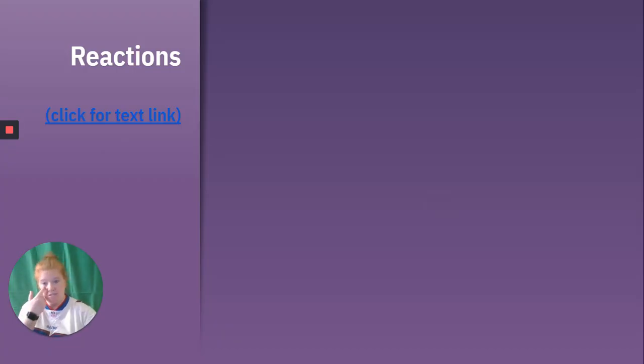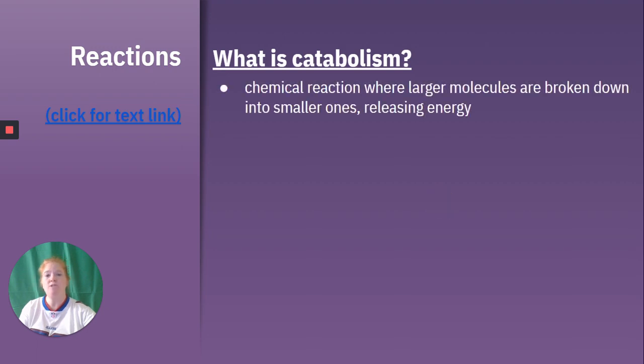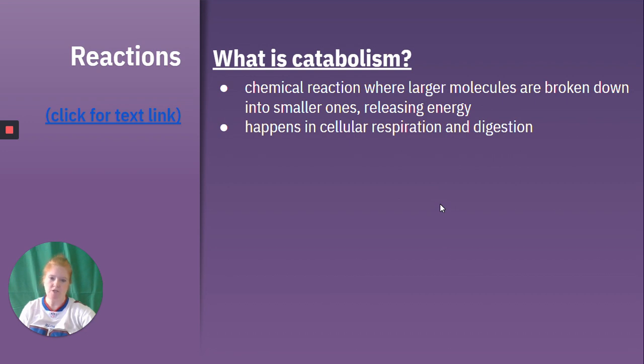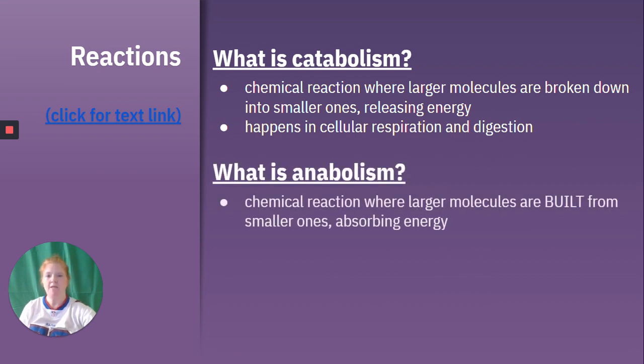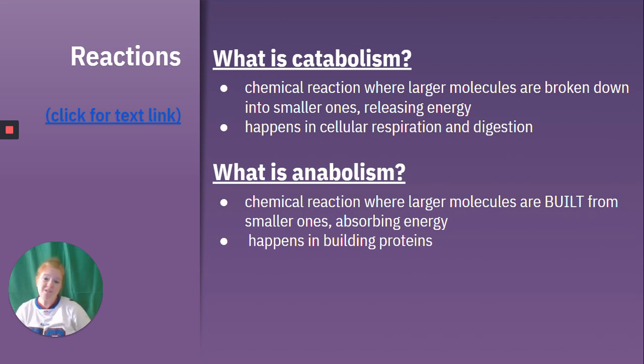Now we're going to talk about reactions. In chemistry, there are a lot of reactions that you learn, decomposition, all kinds. We're going to focus only on two. So catabolism, which is a chemical reaction where big molecules are broken down into small ones and release energy. And this happens in things like cellular respiration and digestion. Anabolism, on the other hand, is a chemical reaction where big molecules are built from smaller ones. We start small and build bigger and bigger, and you have to take energy in for anabolism reactions. And that happens when we build proteins, it happens in photosynthesis, it happens when we replicate DNA, it happens when we build starch from strings of glucose.